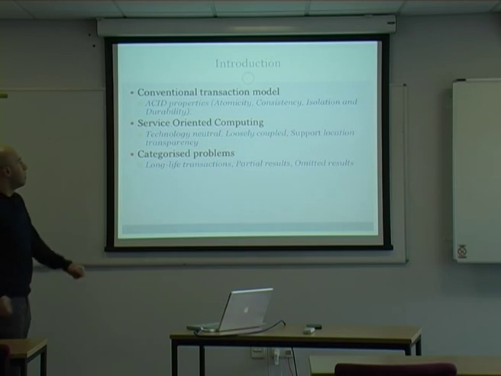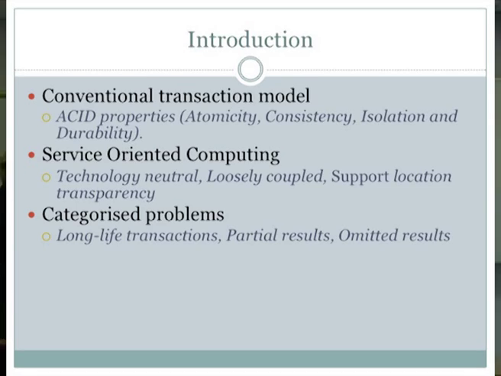First of all, in the transactional world, we have at least a first type of transactions that you mostly see in database systems. These are transactions with four properties. They call them ACID properties, if you are familiar with them: atomicity, consistency, isolation, durability.